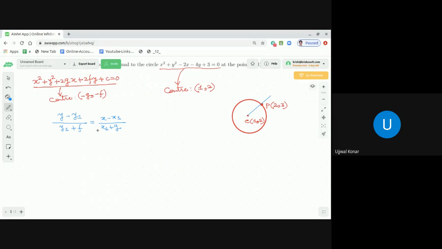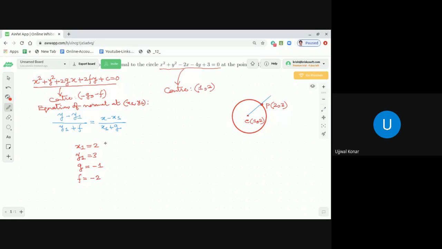But in context to our question, what are the values of x1, y1, f and g? Let me do it in this color. This is the equation of the normal at x1 comma y1. Now in context to our question, x1 is 2, y1 is 3, then g is minus 1, and f is minus 2.